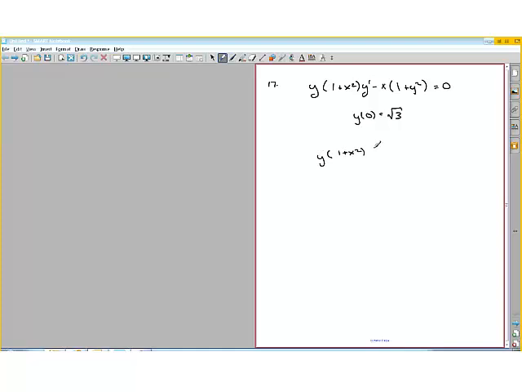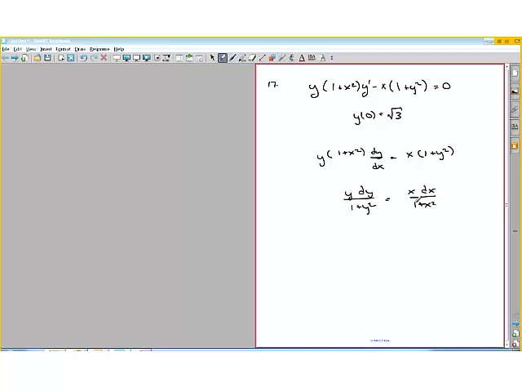Let's go ahead and change y prime to dy/dx. By moving it to the other side, the negative sign disappears. And we're going to divide by this, multiply by that, divide by that. What we'll end up with is y dy divided by 1 plus y squared is equal to x dx divided by 1 plus x squared.